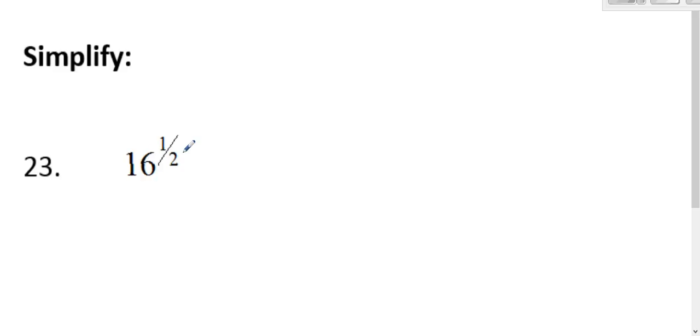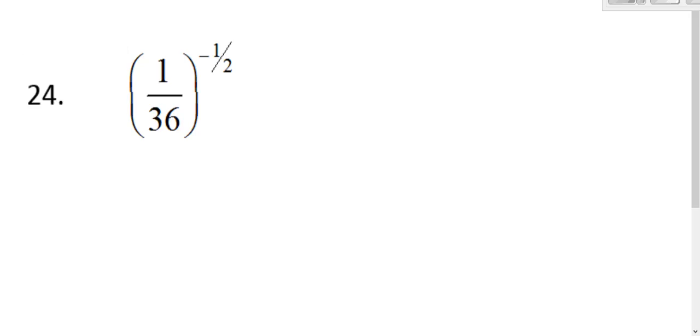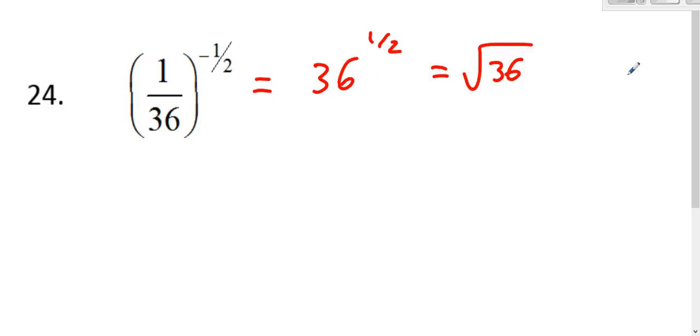So here we have a 1/2 power, that just means square root. So then it's just 4. Negative 1/2 power. So the negative means we need to flip this fraction to be a 36. And then 1/2 just means square root again. Square root of 36 is 6.